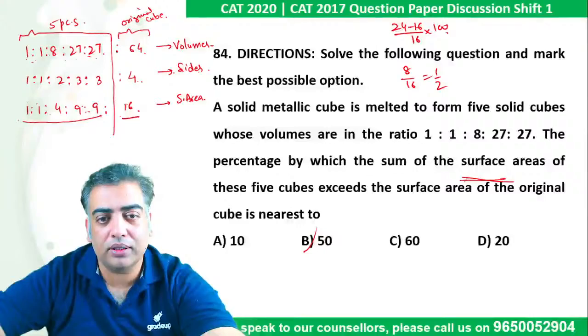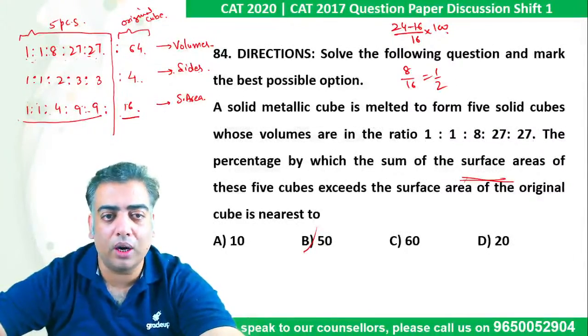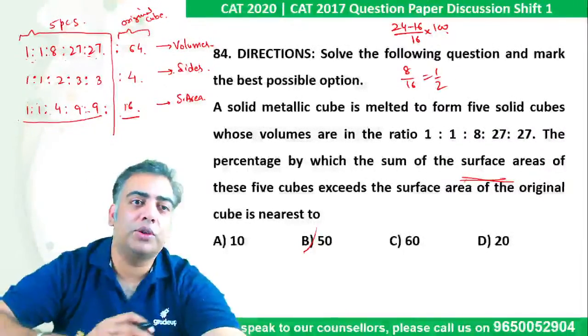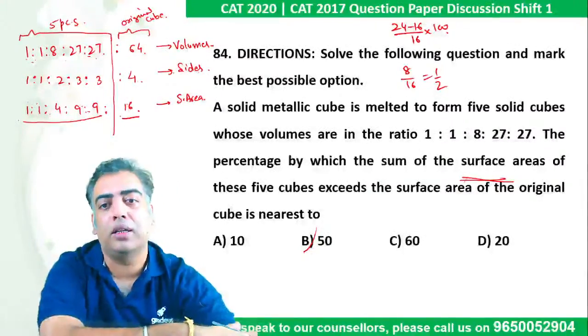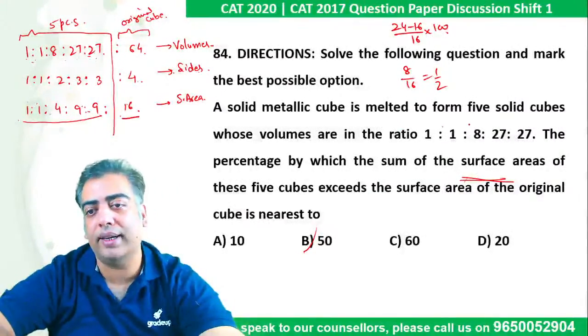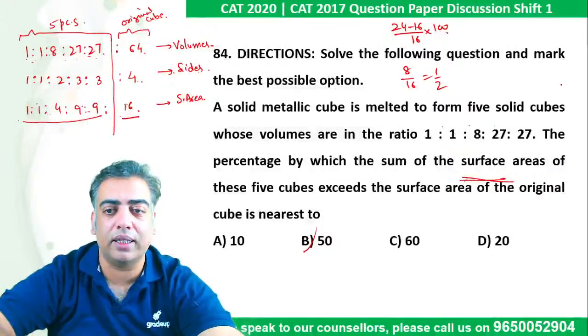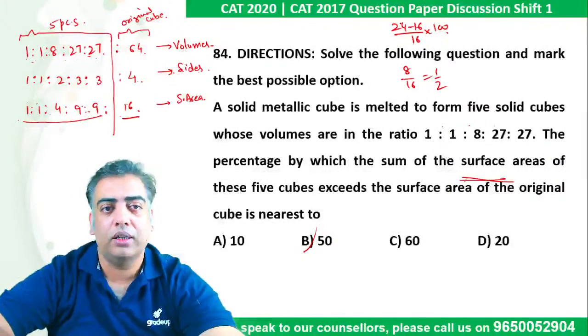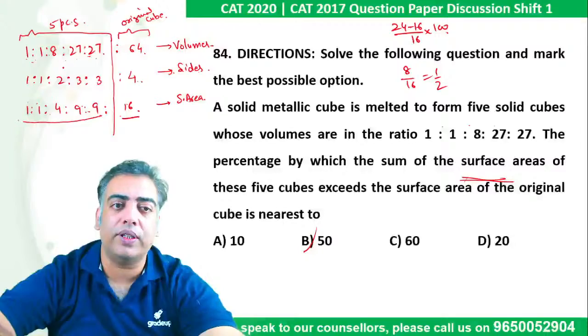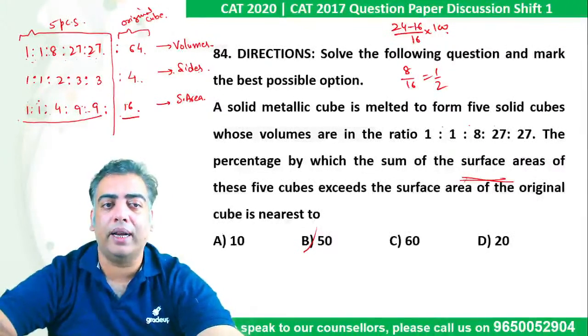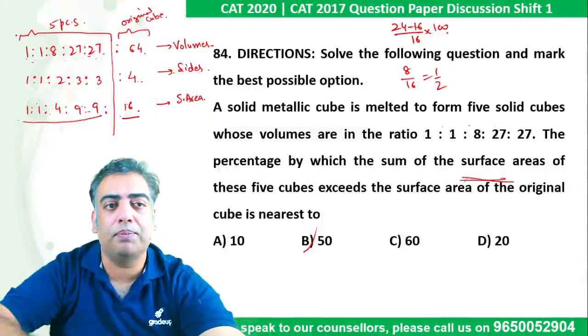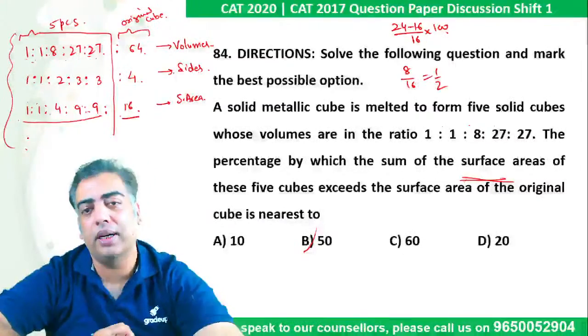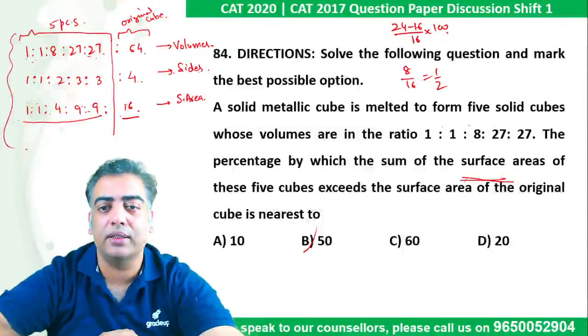I hope it is clear. So we need to understand how the calculations should be done. We should not waste our time writing volumes as x, 8x, 27x, 27x, and then adding those volumes, and then finding the side of each and every cube separately and then the surface area. So this is the best way of writing the given information in this particular case.